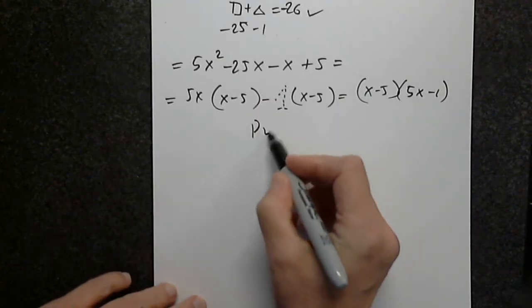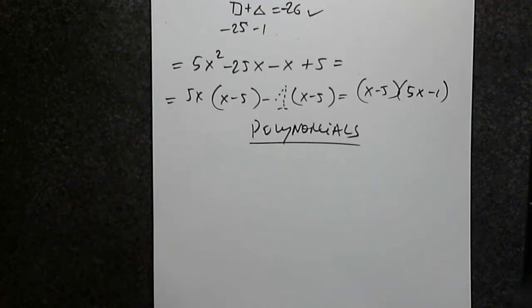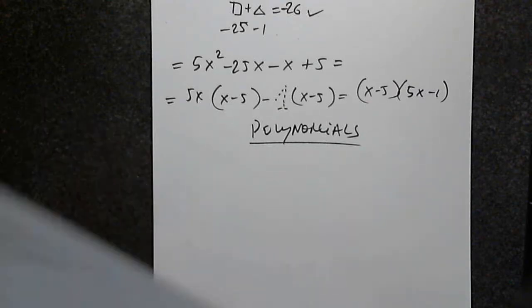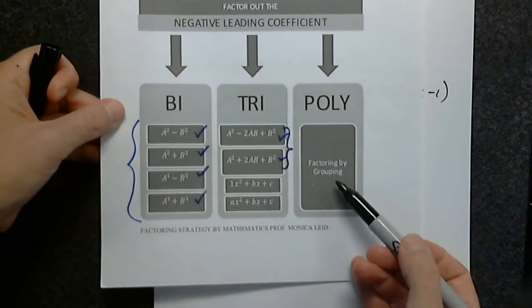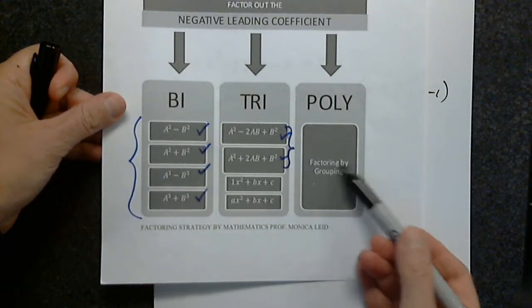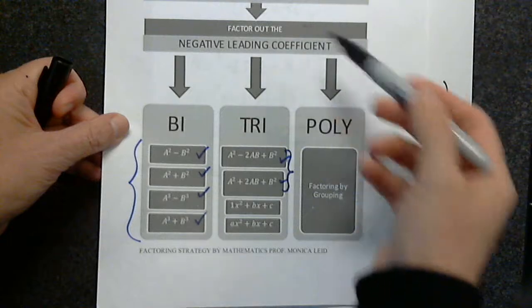So, final strategy. We're talking about polynomials. And I hope that we put factoring behind us. Here's the strategy. Isn't this nice? Nothing. Just factoring by grouping. There's nothing else. But of course I have to go through the strategy, but there is nothing else.